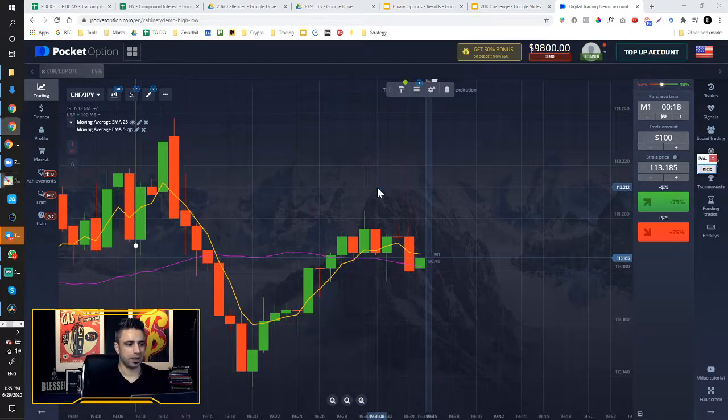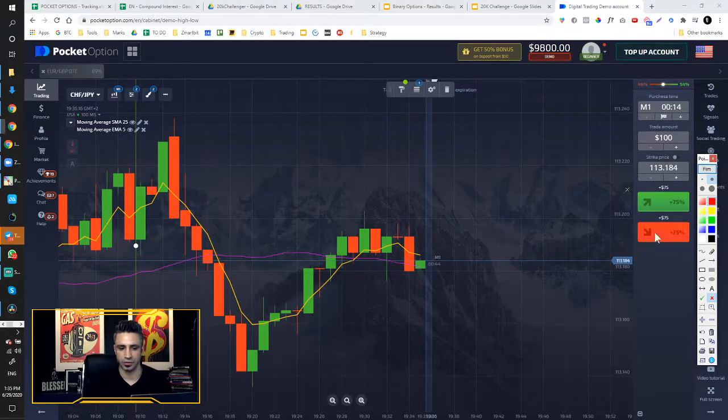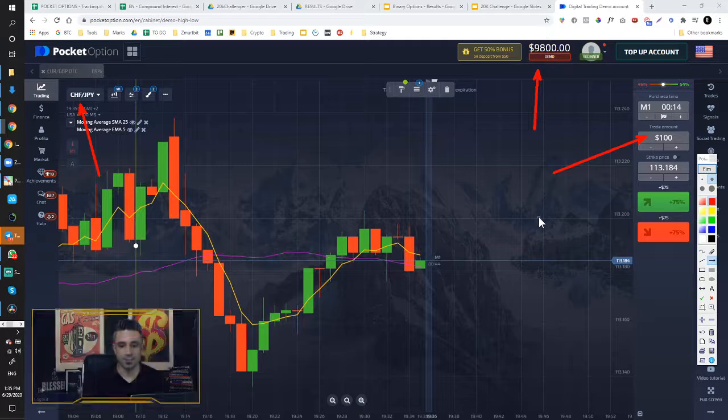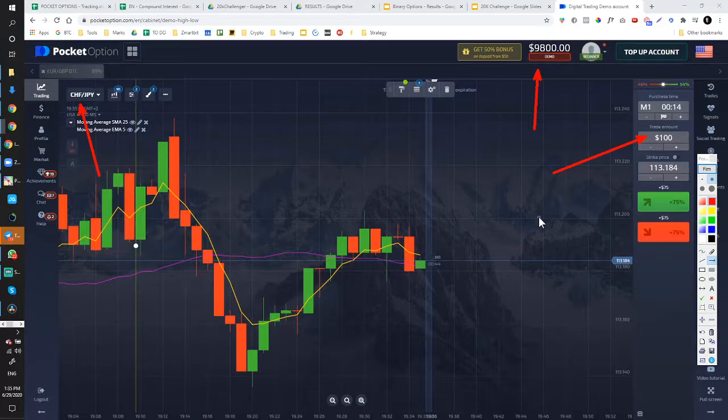Basically, this is one of the platforms, called Pocket Option. When you first open up an account, we show you how to do that, and then you fund your account right here. Obviously, this is the demo one, but you have different currency pairs, like this CHF and JPY, and for the trade you can put whatever amount you want. We recommend 1%. We have more details on that, but as a rule of thumb it's 1% of your capital per trade.